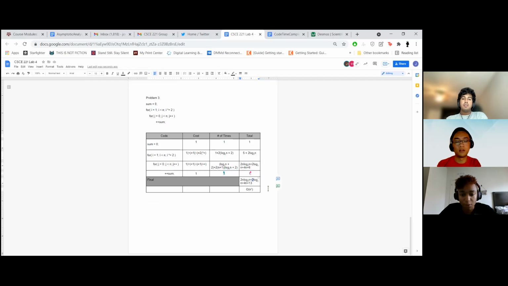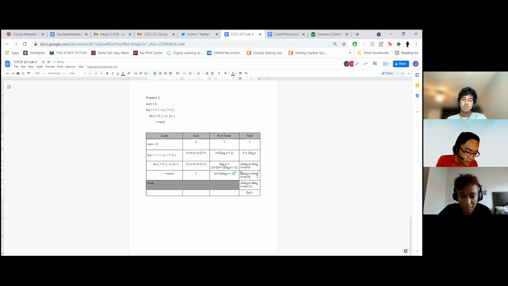Two, I think this should be 4. It's inside the loop, right? So it actually runs n plus 1 times the log 2n plus 1 times, because it's inside the loop. Yes. Okay. And so that's going to be n log n. Let me just copy paste here and edit.